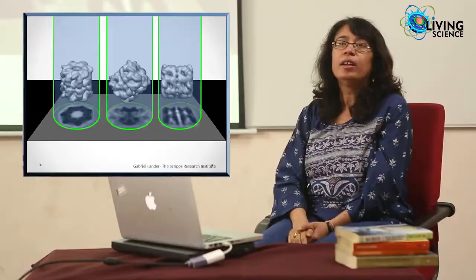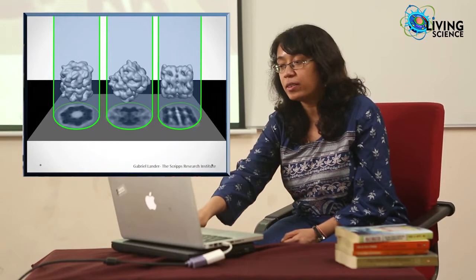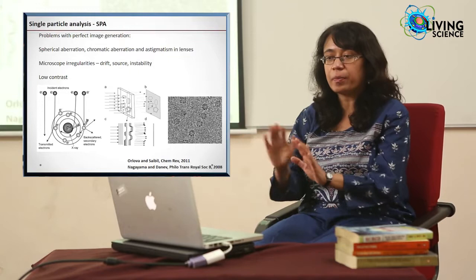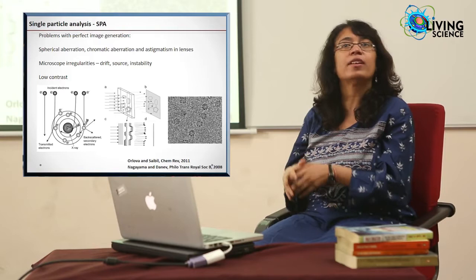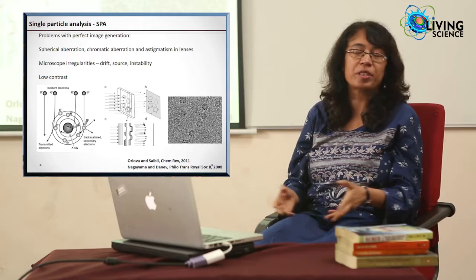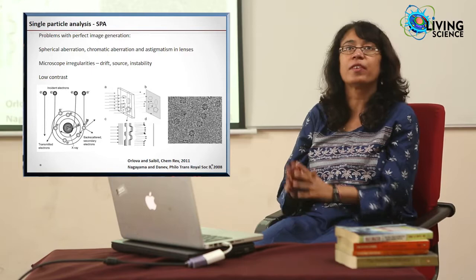Now, one issue that always comes up in microscopy, and definitely in cryo-electron microscopy because the contrast is very low, is that there are many other issues. You never get a perfect image. Your image is never a perfect representation of the object. This is because electron microscopes, like other microscopes, are prone to various types of aberrations, like spherical aberration, chromatic aberration, and astigmatism. Also, there may be drift in the environment, in the instrument. There could be a problem with the source.